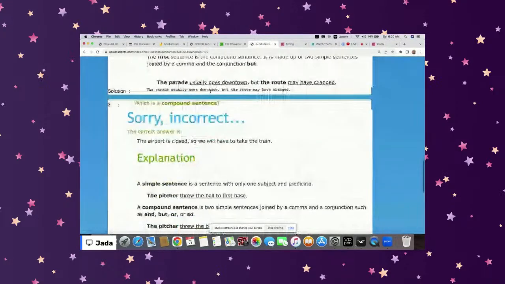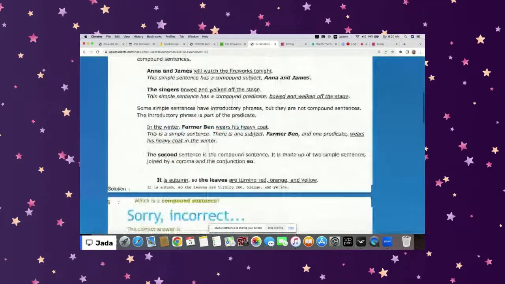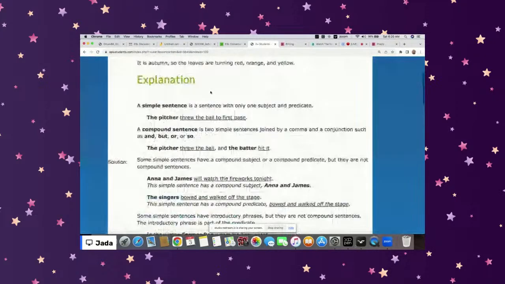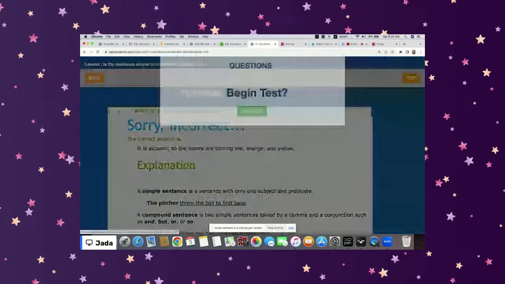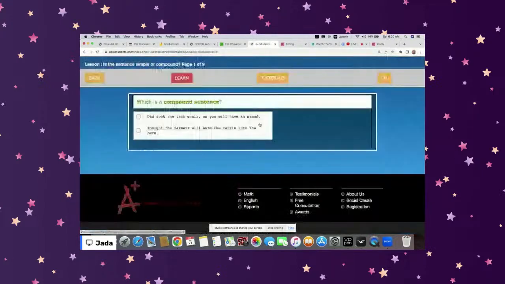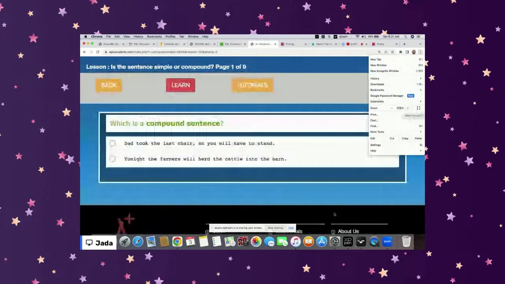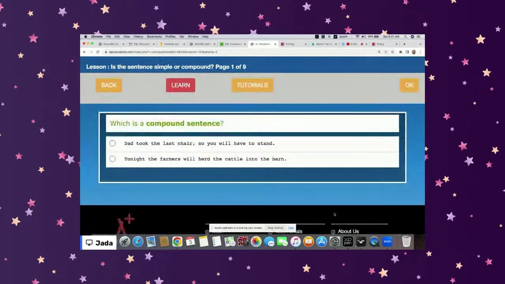Okay, let's move on to the test. Guys, pay attention. Let's move on to the test, and you all participate right now. Send in your answers on the chat. Okay? Now, number one, which is a compound sentence? Please send in your answers. Tell me which is a compound sentence.